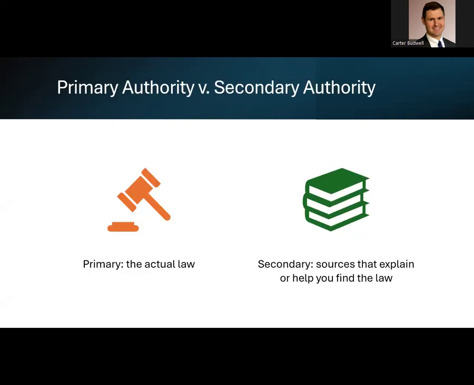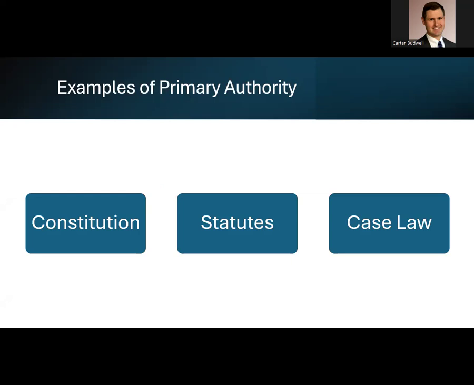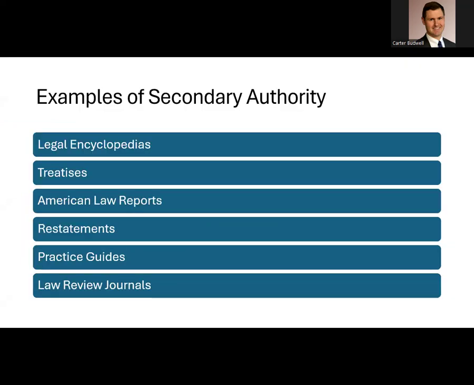Whenever you are conducting legal research, you're going to be looking at both primary and secondary authorities. Primary authorities are the actual law, whereas secondary authorities explain the law or help you find the law. Here are some examples of primary authorities: constitutions, statutes, and case law. Now, these are some examples of secondary authorities. You have legal encyclopedias, which tend to be more of a general overview of the law, treatises, which focus more on a specific area of the law, American law reports, which are also very narrowly focused.